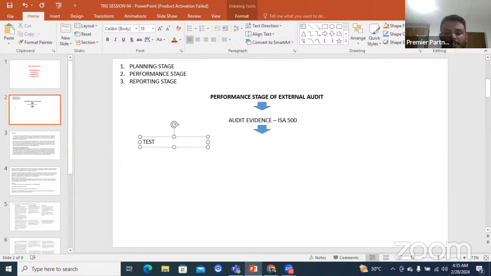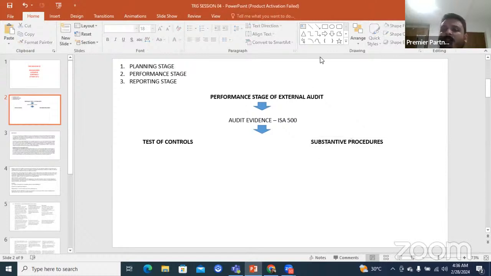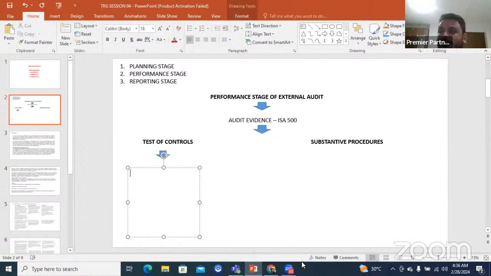There are 2 types of procedures. One is test of controls, and the second one is substantive procedures. These are the 2 procedures that we perform to gather evidence. What is test of controls? Normally, test of controls is procedures over control activity and control objective, right? Test of controls means we are applying procedures.